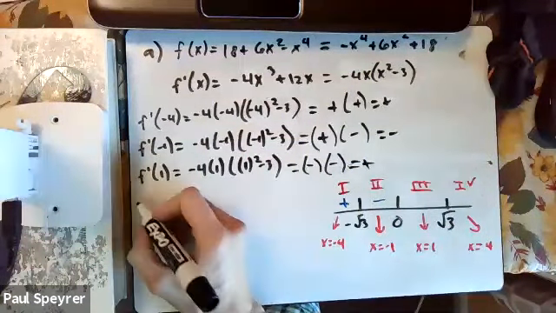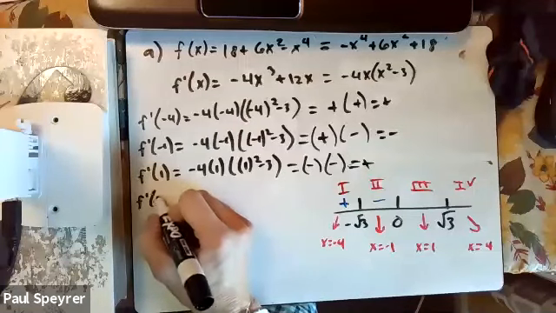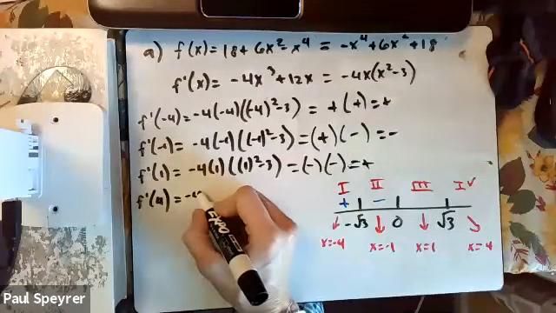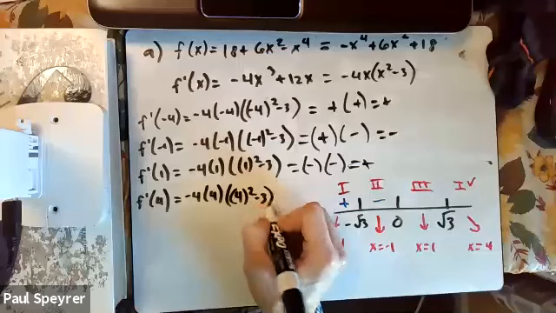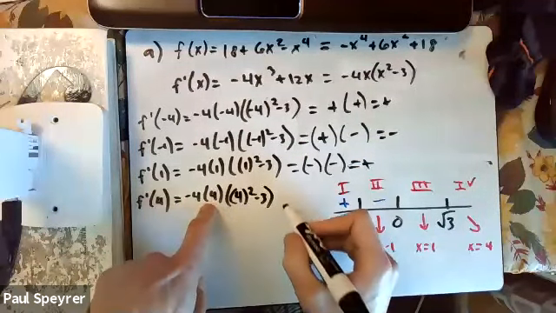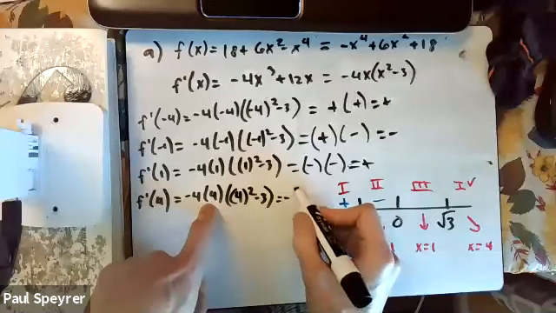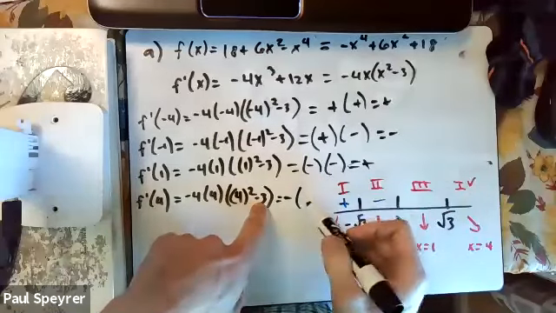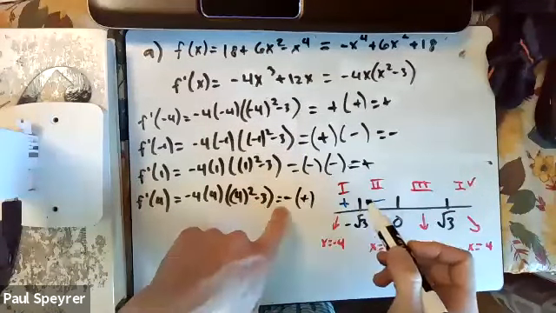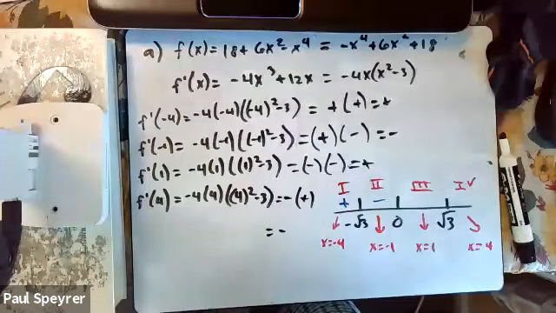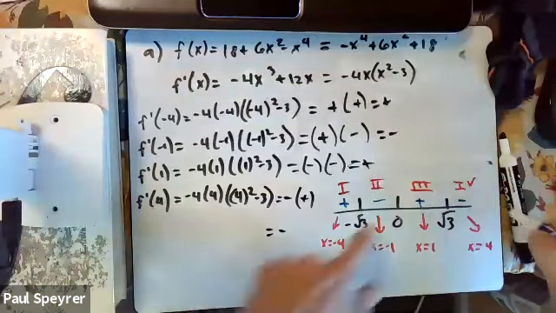And if we do the last region, f prime of 4, we get -4 times 4, and then 4 squared minus 3. So negative times a positive is a negative. And then 16 minus 3, that's positive 13, but that's positive. What's a negative times a positive? It's a negative. So we have this right here.